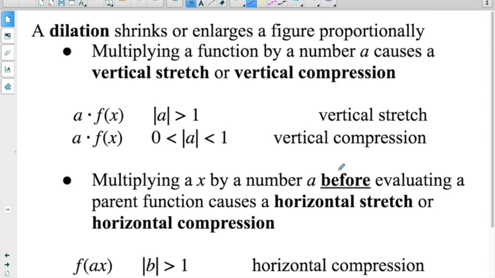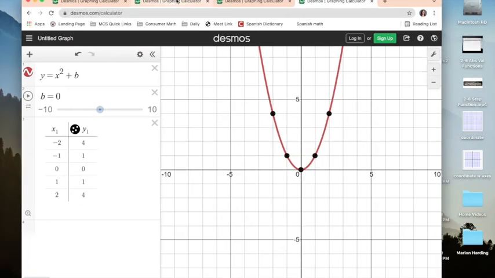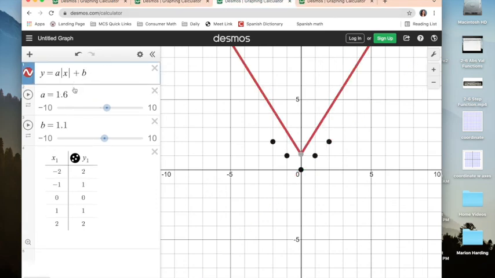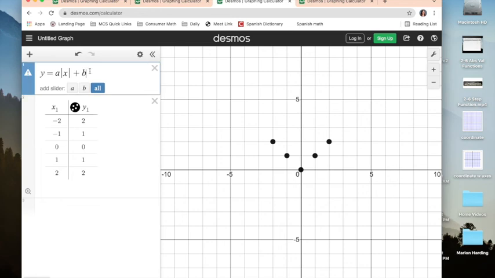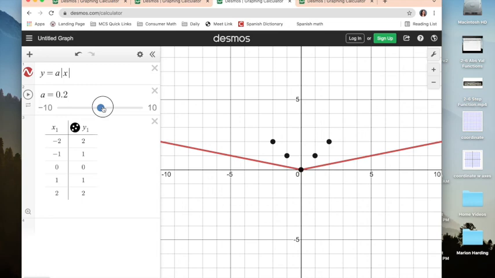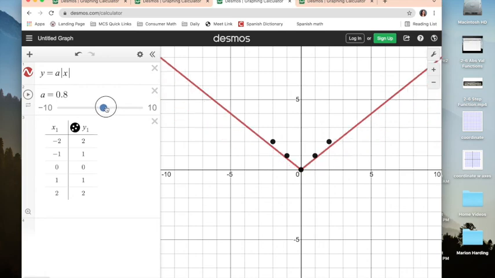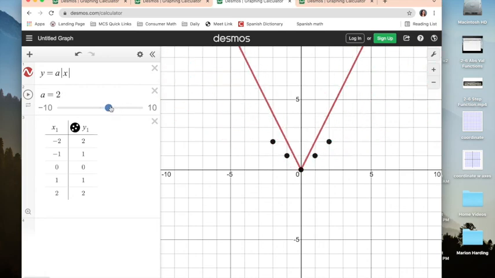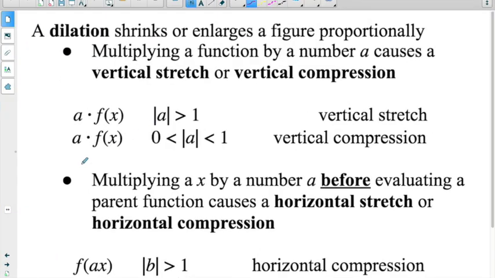Dilations, we can multiply by numbers and get vertical stretches and vertical compressions. So this is the idea that I was playing around with a lot, let's see, with this absolute value function. So I'm going to delete these sliders for a second. If I'm just multiplying a number outside the parent function, this is where I get that idea of being skinnier or fatter. So if it's a fraction, notice how at 0.2, which is 2/10 or 1/5, our V is really wide, really fat. Okay, so I would recommend you open up Desmos, play around with these sliders, and see what you can come up with. This idea of a vertical stretch or compression.